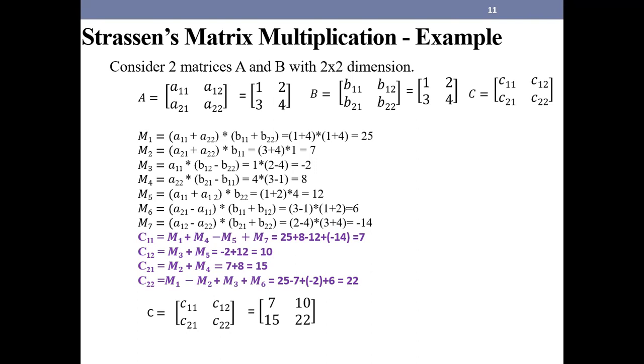Here, there are 7 multiplications. From M1 to M7, there are 7 formulas. Each formula has 1 multiplication. So there are 7 multiplications. Compared to brute force, the number of multiplications is reduced to 7, that is, 1 fewer than the brute force approach. That is Strassen's matrix multiplication. This is for 2 dimensions.